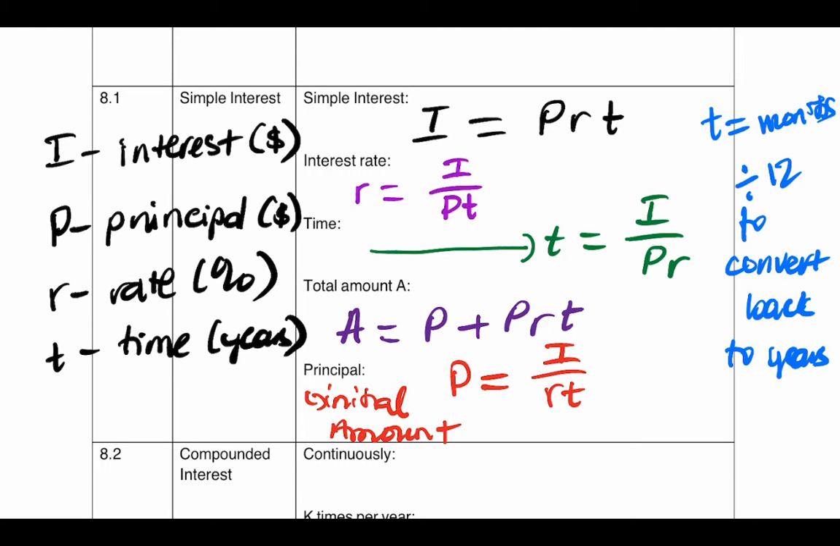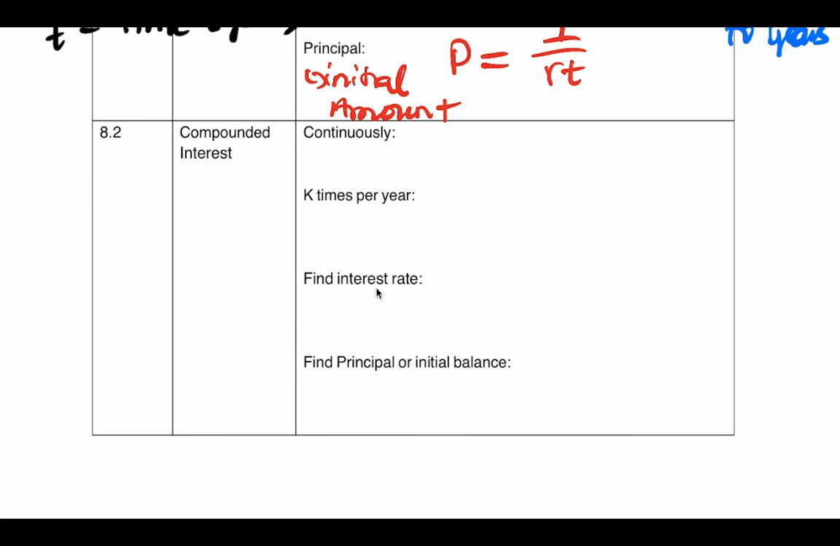Okay, so let's look at 8.2. 8.2, the formula is a bit harder, right? Not harder, but just more complicated, okay? So for 8.2, the first one you look at is compounded continuously. How do you know? They will tell you in the problem. It says continuously. And the formula you're going to use for this one is P E R to the T.